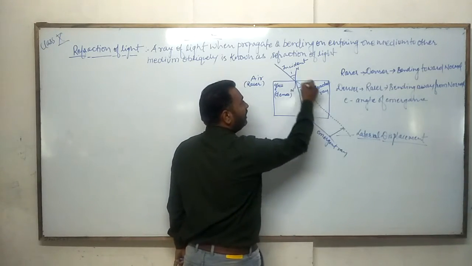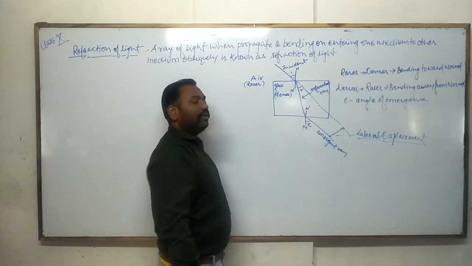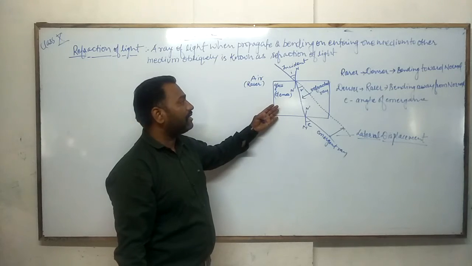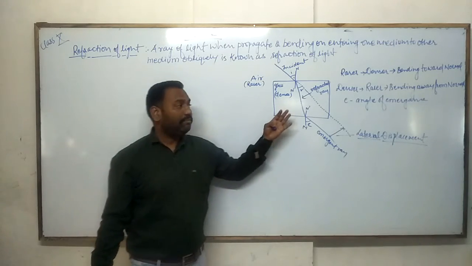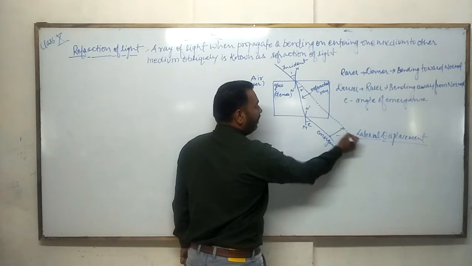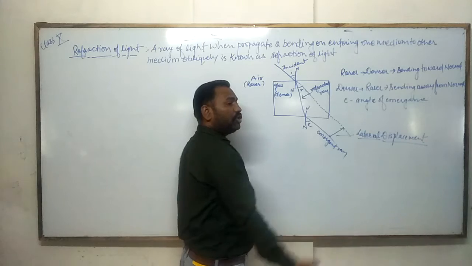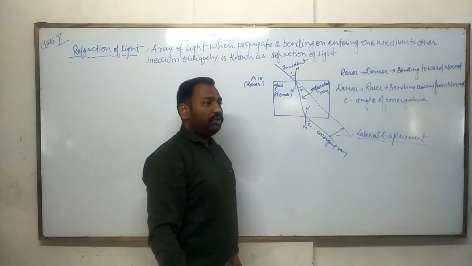Okay, so when I see the incident ray's actual path, if I remove this rectangular glass slab which is causing the refraction here, then this is the actual path and this is the refracted path. Both are parallel to each other.